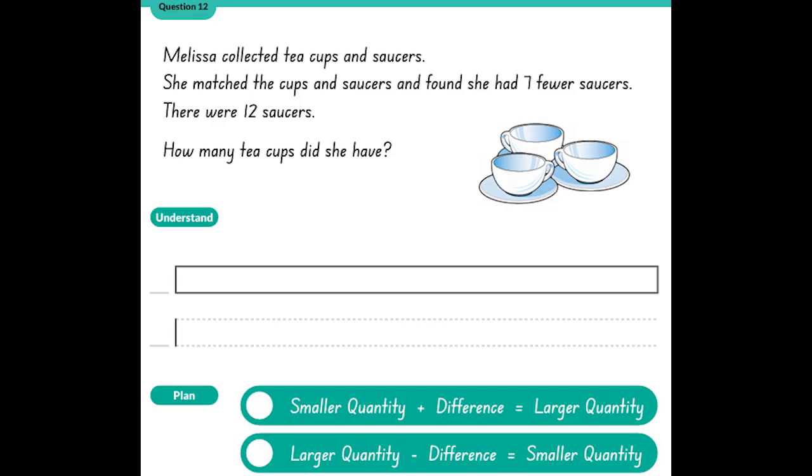Question 12. Melissa collected teacups and saucers. She matched the cups and saucers and found she had 7 fewer saucers. There were 12 saucers. How many teacups did she have?